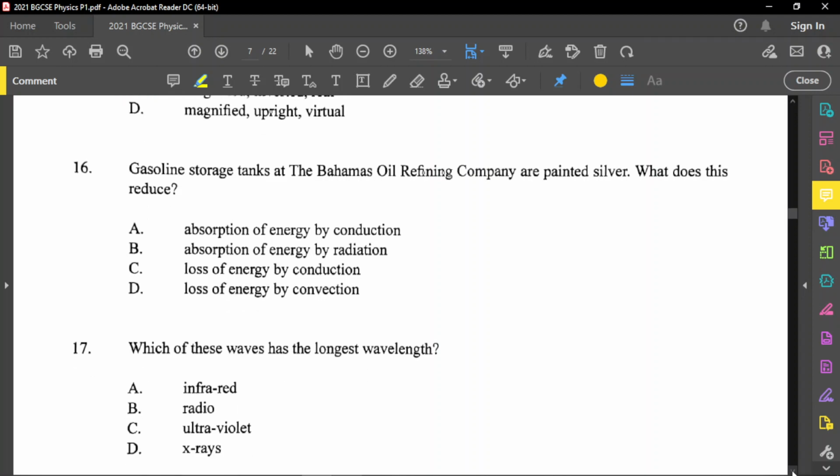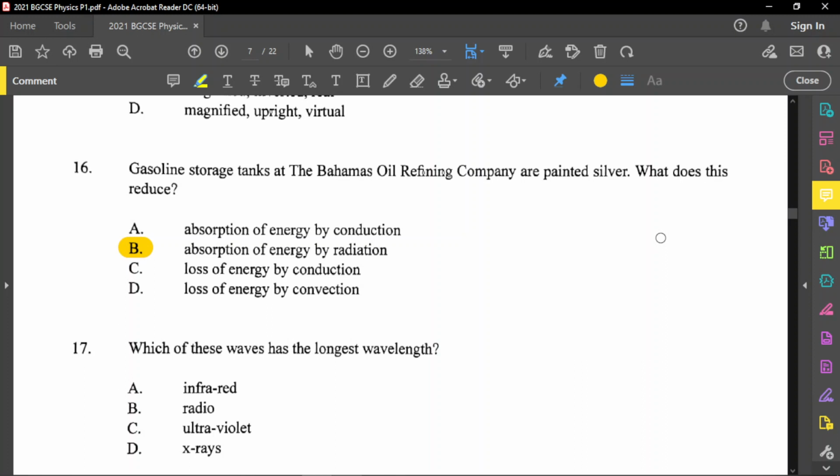Number 16. The gasoline storage tanks at the Bahamas Oil Refining Company are painted silver. What does this reduce? If it's painted silver, that means it's shiny, which means it's going to reflect some light. And if it's reflecting light, that means less light or radiation will be absorbed. So you're going to decrease the absorption of energy by radiation.